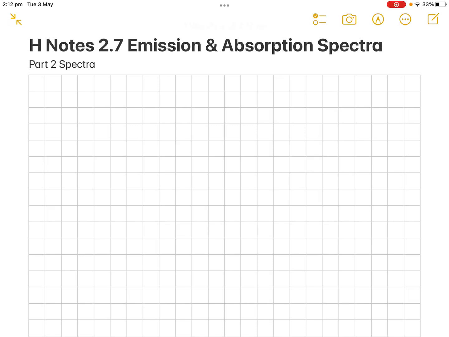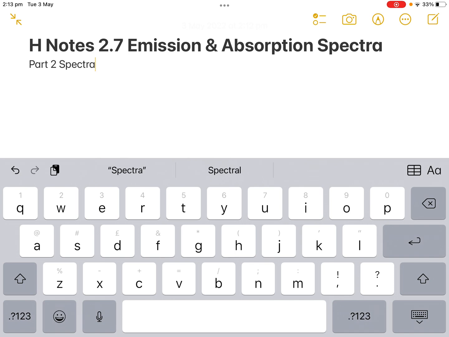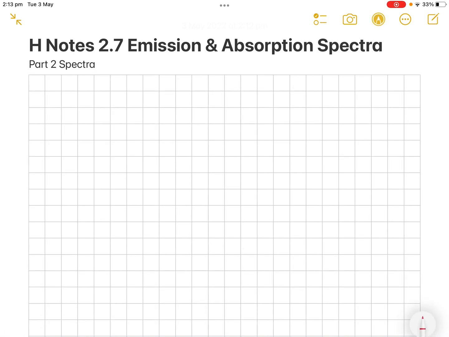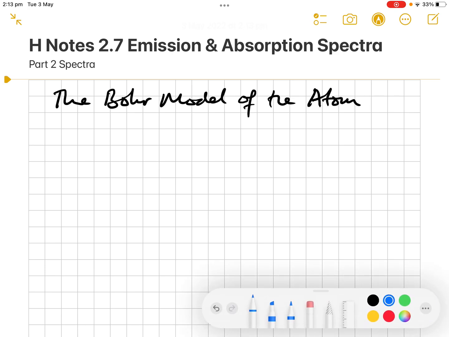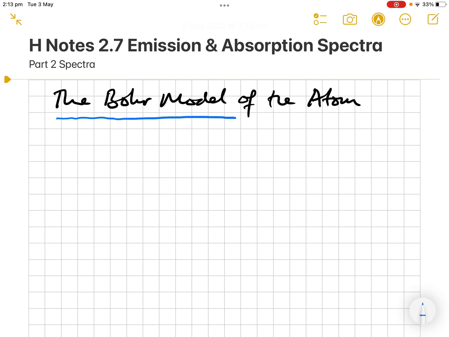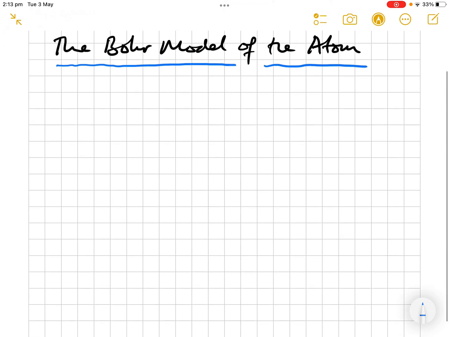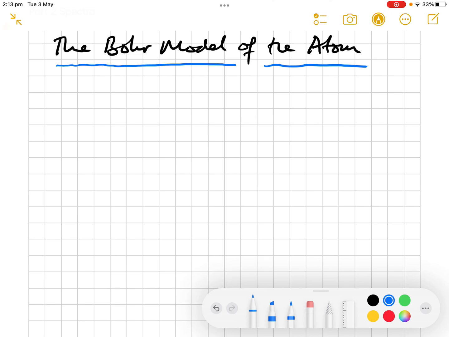Our Notes Unit 2, Section 7, Emission and Absorption Spectra. This is part 2, where we look at spectra. We're going to begin by considering what's called the Bohr model of the atom. Niels Bohr was a physicist, and his name is given to this model of the atom which he developed.